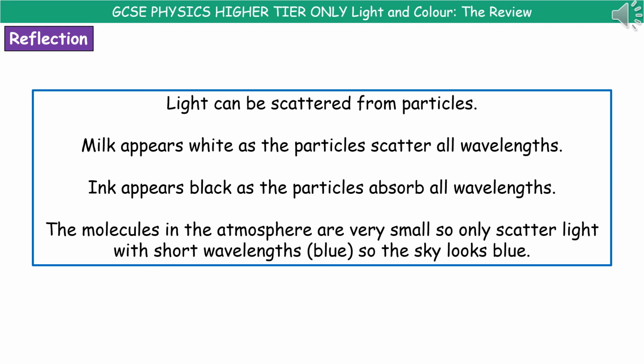What we do find is that light can be scattered from particles. So milk appears white as the particles scatter all wavelengths, and ink appears black as the particles absorb all wavelengths. And the molecules in our atmosphere are very small, so only scatter light with short wavelengths, which happens to be blue, hence our sky looks blue on Earth.